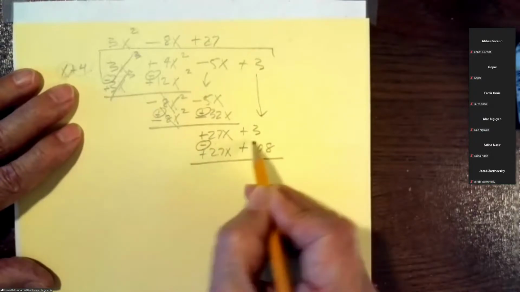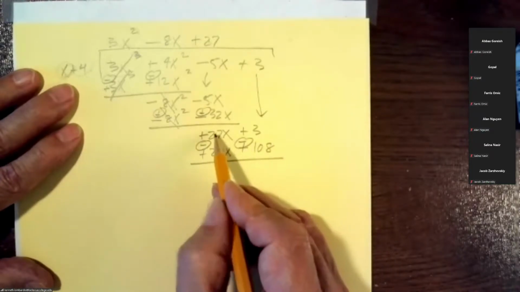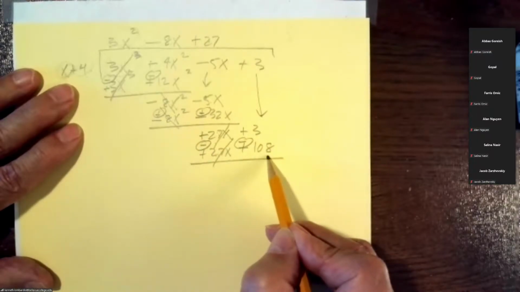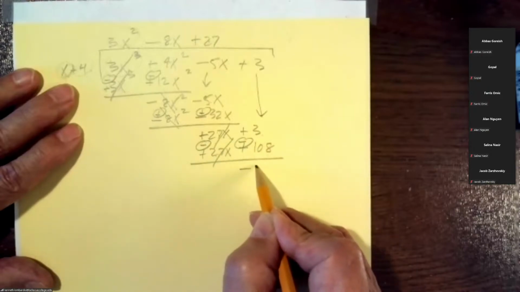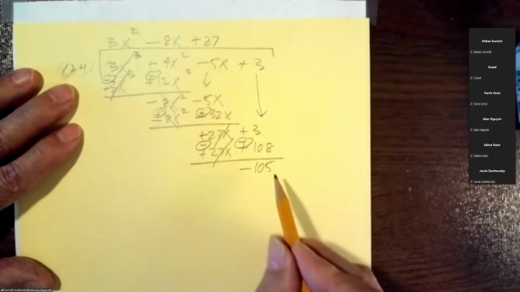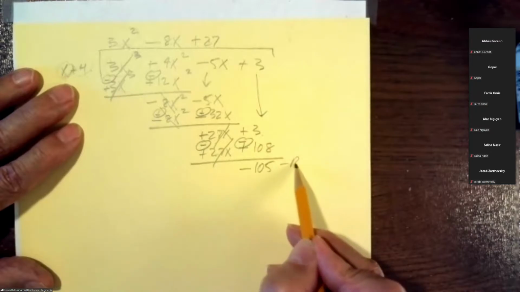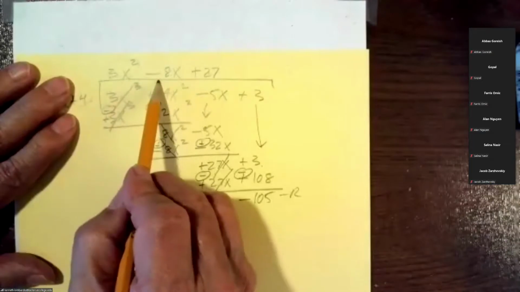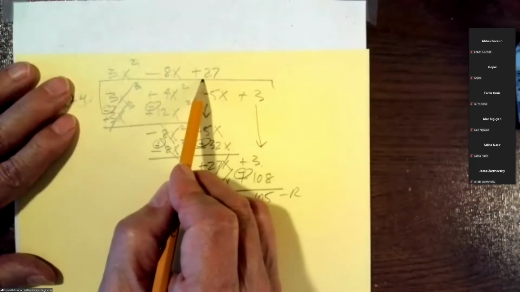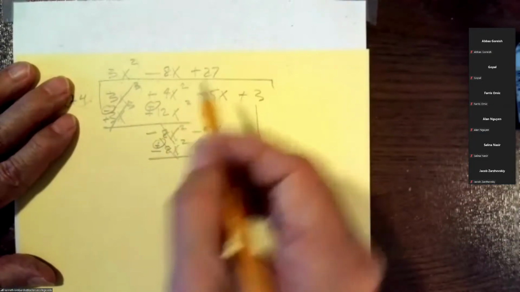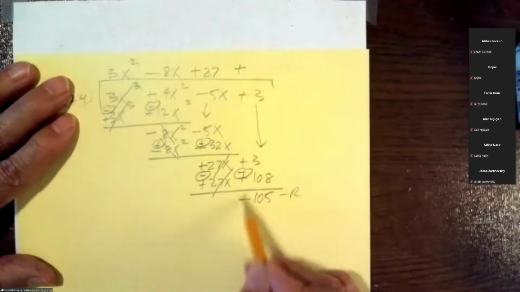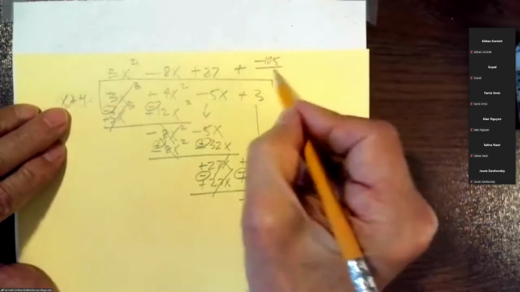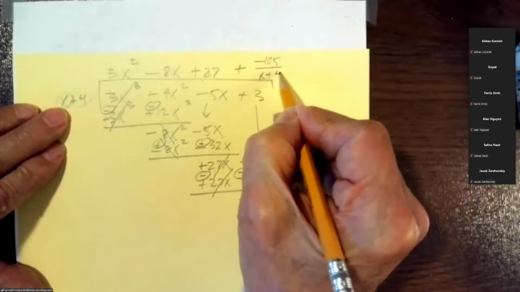So I'm going to subtract it. So I'm going to mark that as a subtraction. And then when I combine these terms, those cancel. Negative 108 plus 3 is going to be negative 105. So this is my remainder. So then my solution is 3x squared minus 8x plus 27 plus my remainder. And my remainder is negative 105 over x plus 4.